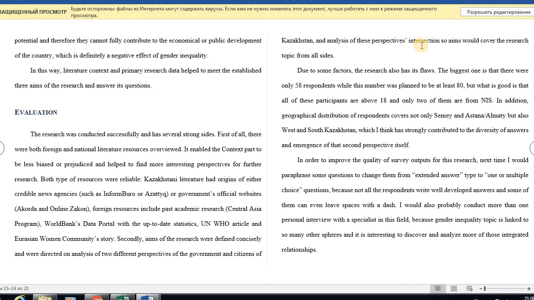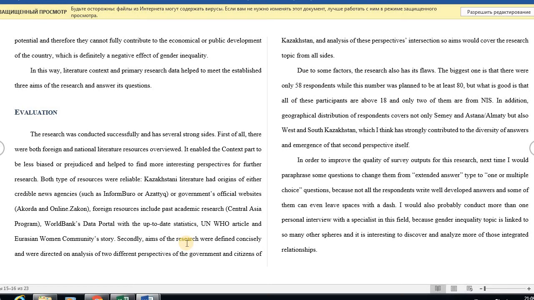You have either achieved them or you have not achieved them. Any result is a result. Even a negative result is a result. So here the author says that the author's aims were specific, direct, and that the author was able to achieve them.